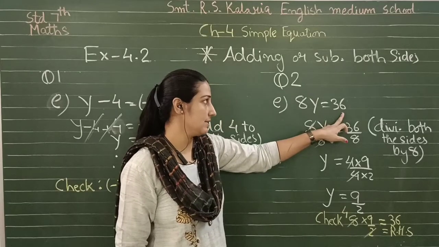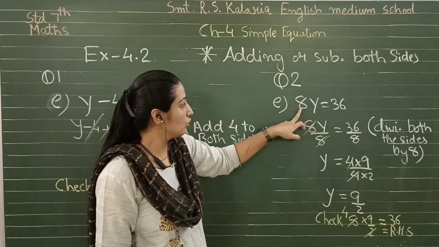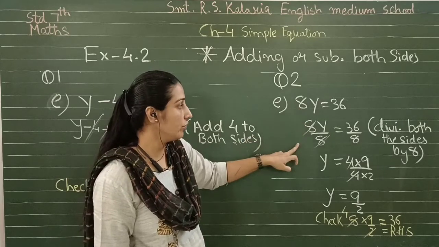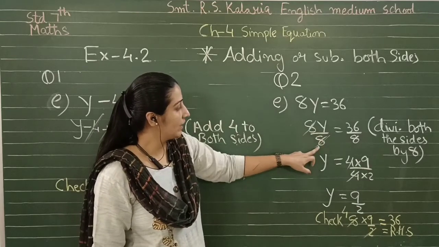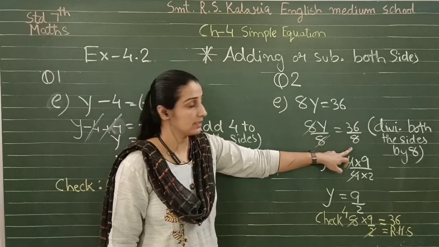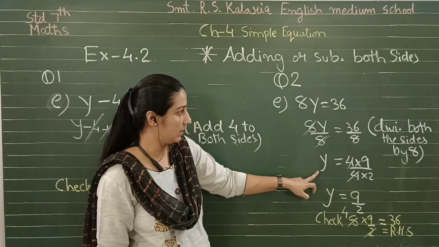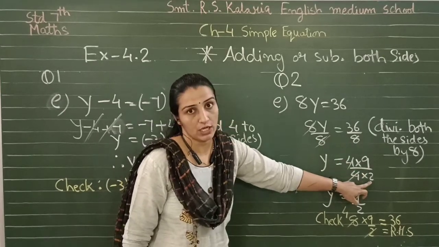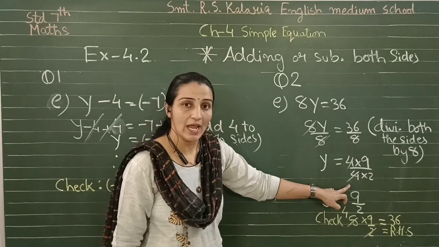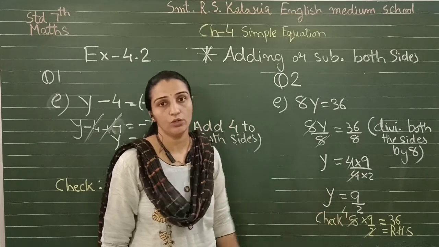Question 2e. 8y is equal to 36. This 8 is in multiplication position, so to neutralize it, what I will do is divide both the sides by 8. That is 8y divided by 8 on both the sides. 8 will cancel out, now what is left on this side? Only y. 36 divided by 8, that is 4 9s and 4 2s. So 4 would be removed as 4 is the common factor. Now I just have 9/2.